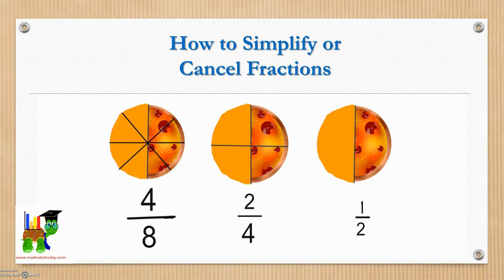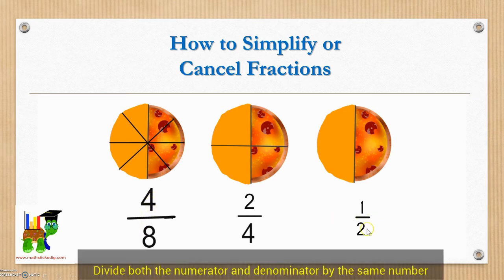As you can see, all these shaded parts haven't moved at all. So all these fractions are equal to each other. They are equivalent fractions. But instead of multiplying, we're going to be dividing. As you can see, these fractions have gone from 4/8 straight down to 1/2, which is the simplest form.